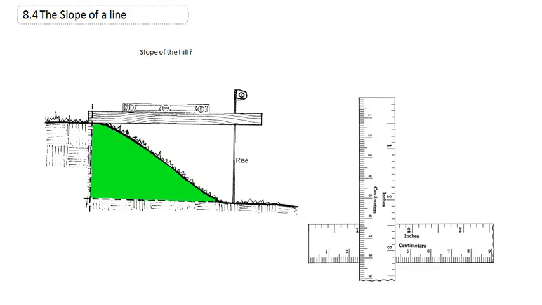This is video 8.4, the slope of a line. Let's start by putting slope into perspective. What do we mean by slope? Well, slope is when you calculate the rise over the run.